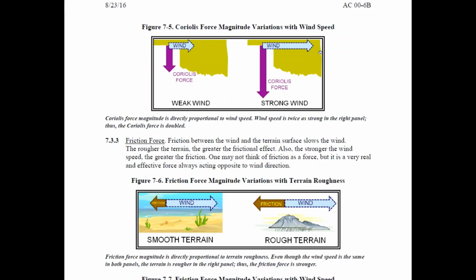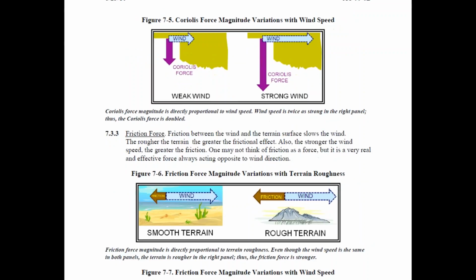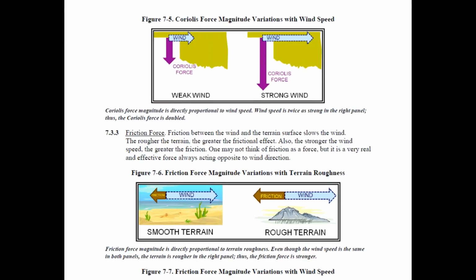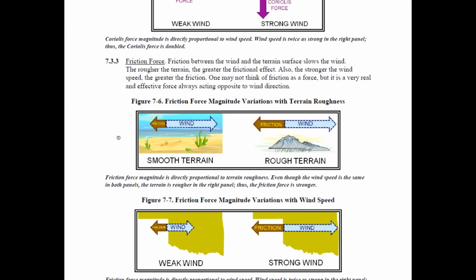Coriolis force magnitude variations with speed. Greater the speed, greater the friction. Friction force magnitude variations with terrain roughness. So this is just going back, like in a higher terrain environment where you have mountains and such, the friction is going to be more pronounced. We already kind of covered that.